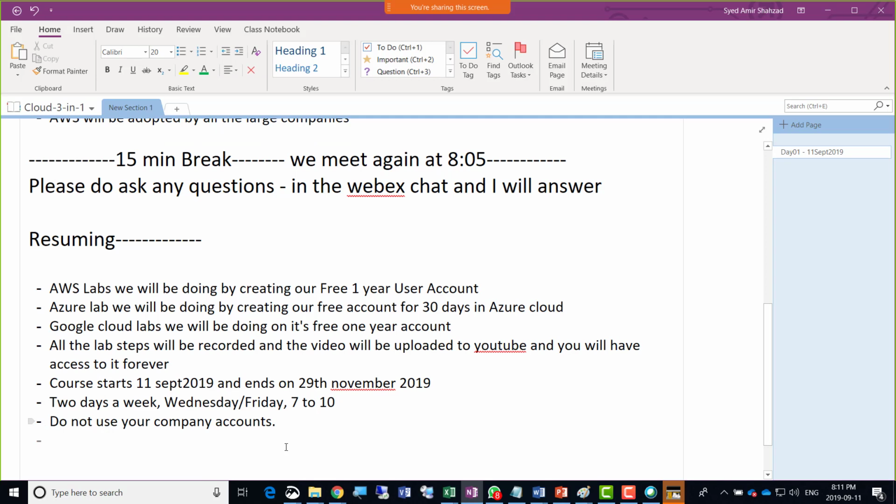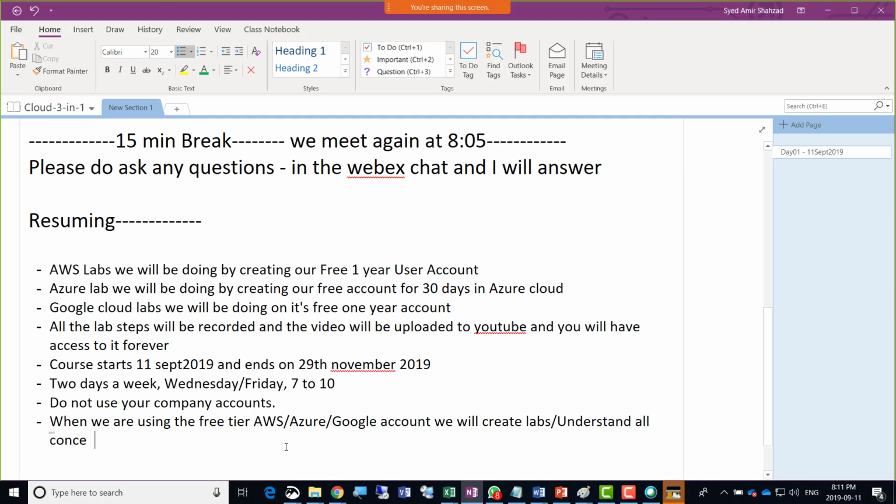So guys, when we are using the free tier AWS, Azure, Google Cloud account, we will create labs, understand all concepts about them, and then at the end of the class we will delete all what we created, right? So this is how we're going to go ahead with our labs.